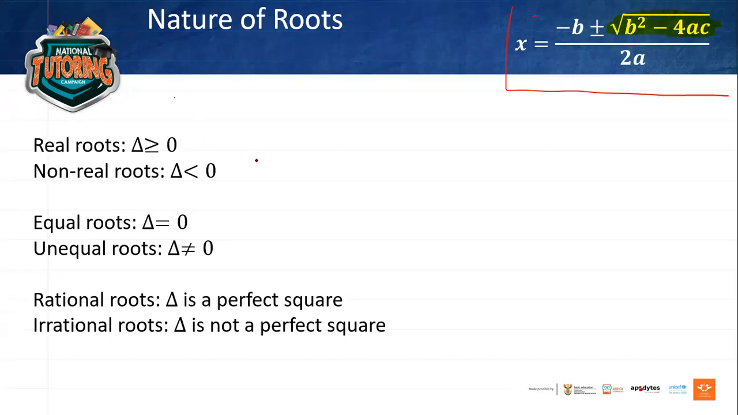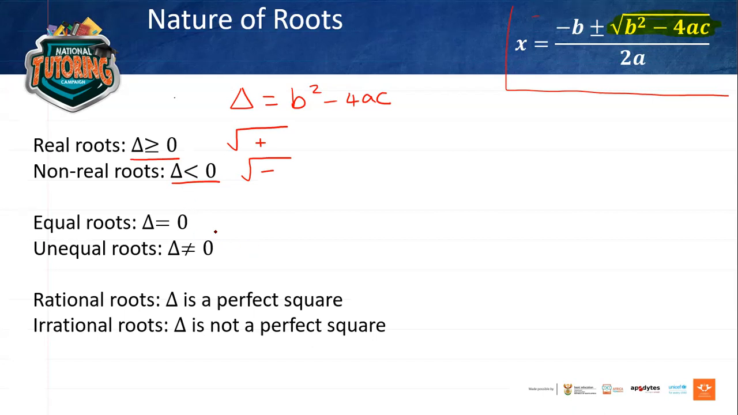For real roots, we want to be square rooting a positive, because you can't square root negatives. So that's why it says delta is greater than or equal to 0. And delta is exactly what we end up with under that square root sign. For non-real roots, that's when you are square rooting a negative, and that's why we see delta is less than 0.